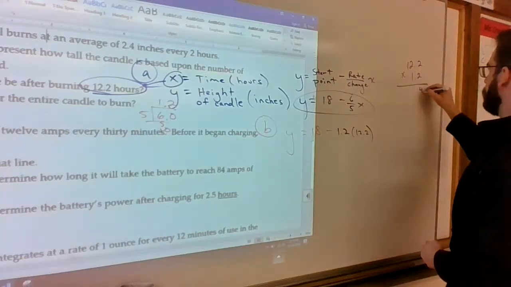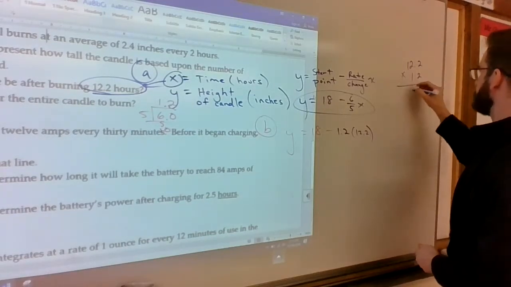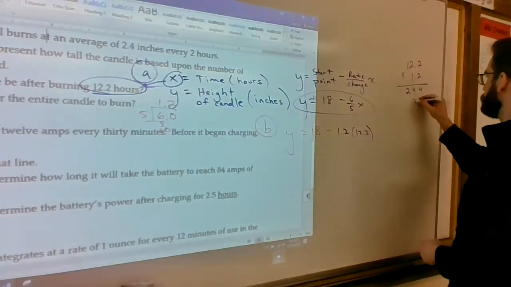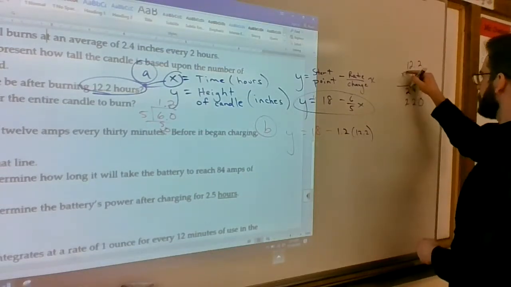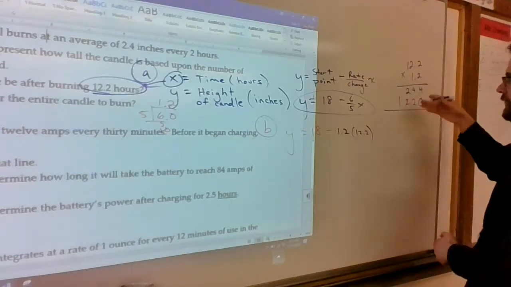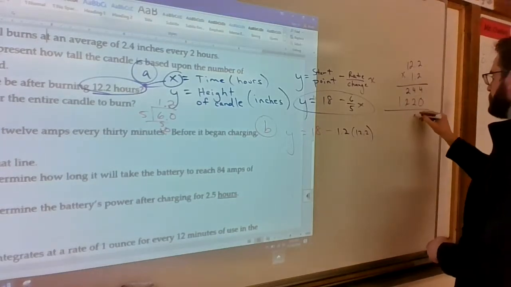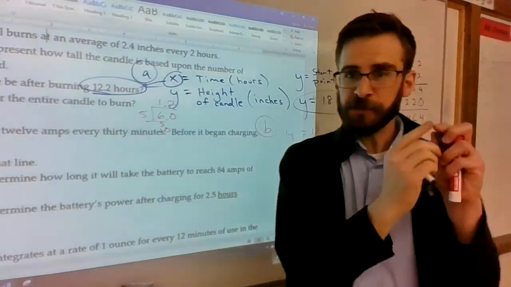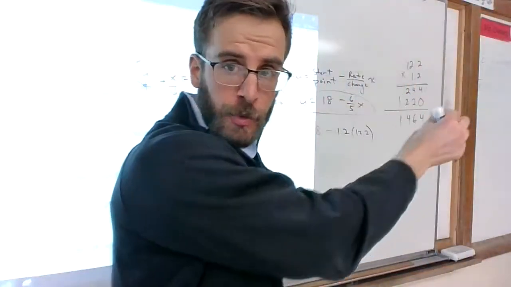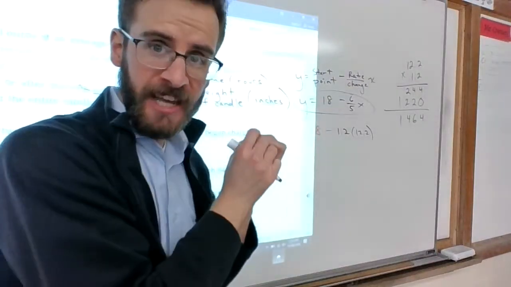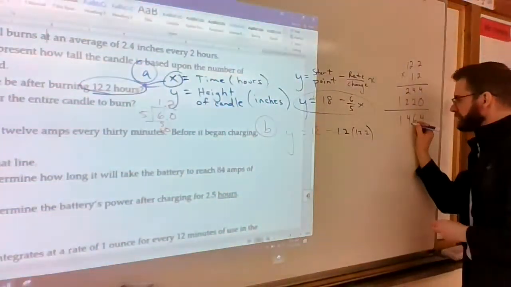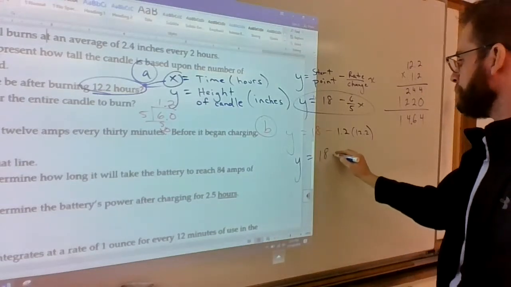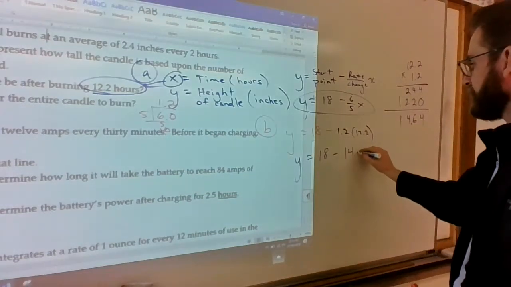2 times 2 is 4. 2 times 2 is 4. 2 times 1 is 2. Drop a 0. 1 times 2 is 2. 1 times 2 is 2. 1 times 1 is 1. Add the columns: 4, 6, 4, 1. 2 digits of decimal accuracy to the right means you come 2 digits to the left at the very end. That's going to be 14.64. So you're going to get y is equal to 18 minus 14.64.